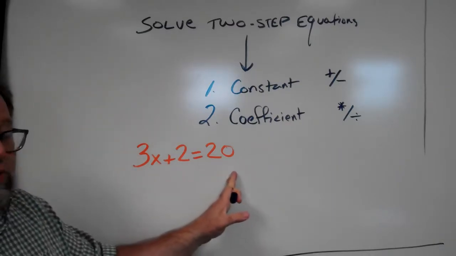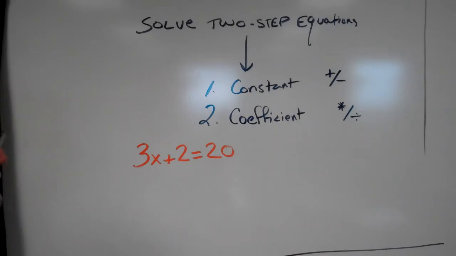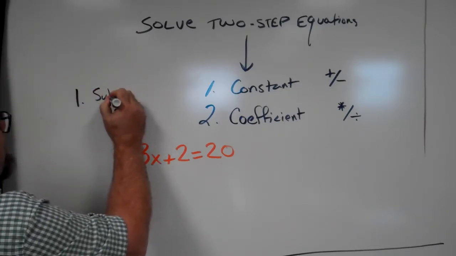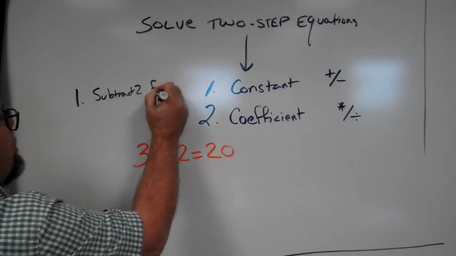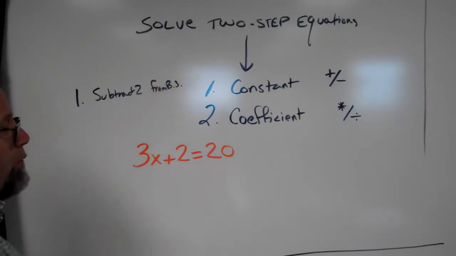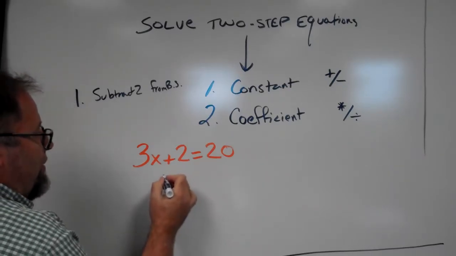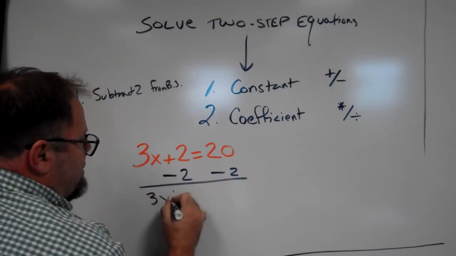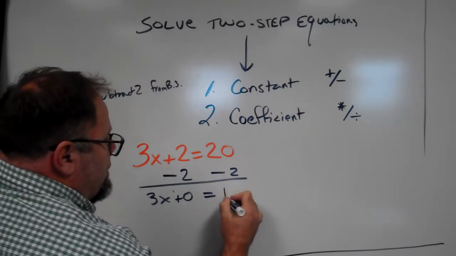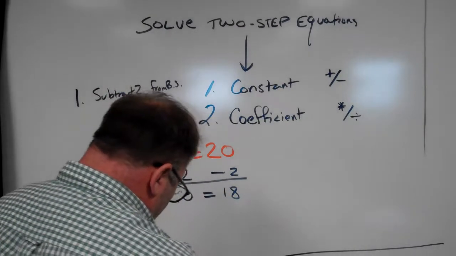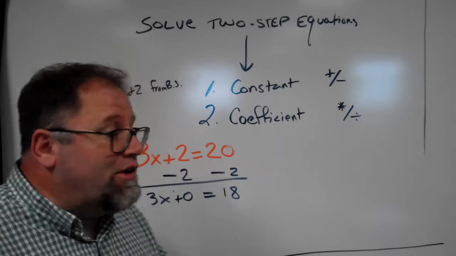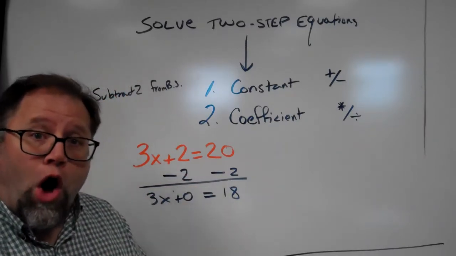Okay, so when you look at this one here, I've got 3x plus 2 equals 20. Now, mentally, that first step, I'm just going to write out the first step. I'm just going to bring in a negative 2 to both sides. So I'm going to write that as subtract 2 from both sides. And that's going to look like this. And at that point, I've got 3x plus 0 equals 18. Now, do we need the plus 0? We don't have to have the plus 0, but it's there just so that you know that it's gone.